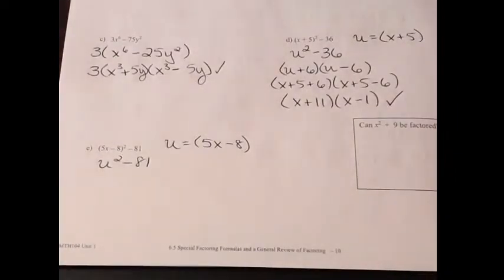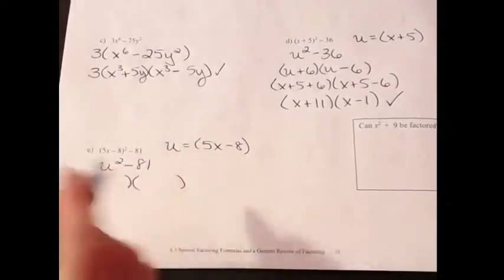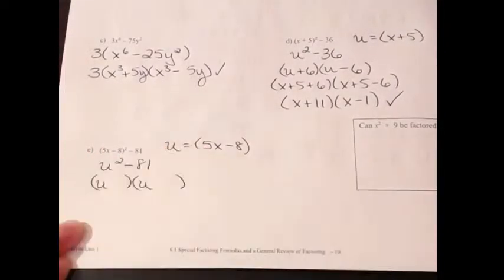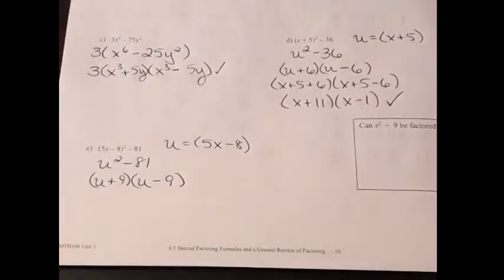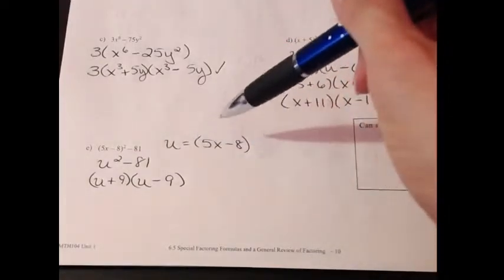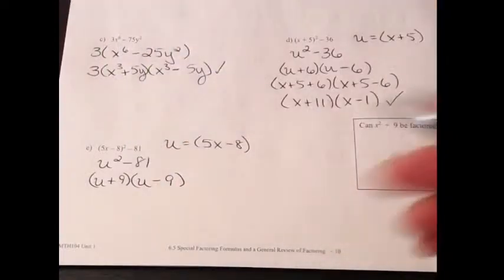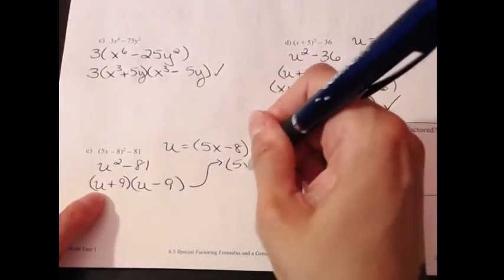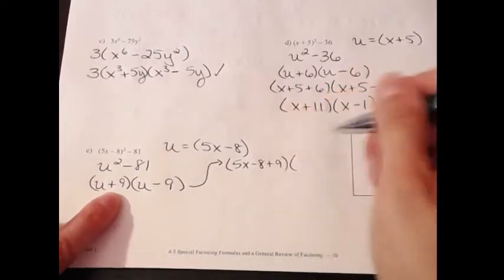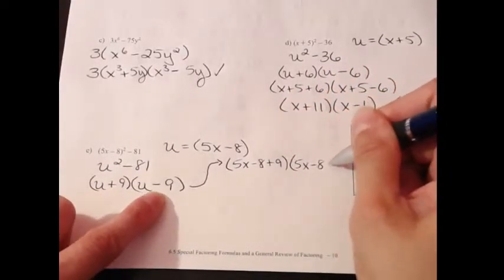Now we're looking at a binomial that we're familiar with. We're looking at a binomial that we've factored so many times already. We know this is definitely the difference of two perfect squares. So we're going to go ahead and factor this. U squared breaks down into u times u. And then negative 81 breaks down into positive 9 times negative 9. Once we've factored our polynomial containing u, let's substitute that 5x minus 8 right back into each set of parentheses. I'm just going to bring this over here so I can see this a little easier. This gives me 5x minus 8 plus 9 and 5x minus 8 minus 9.